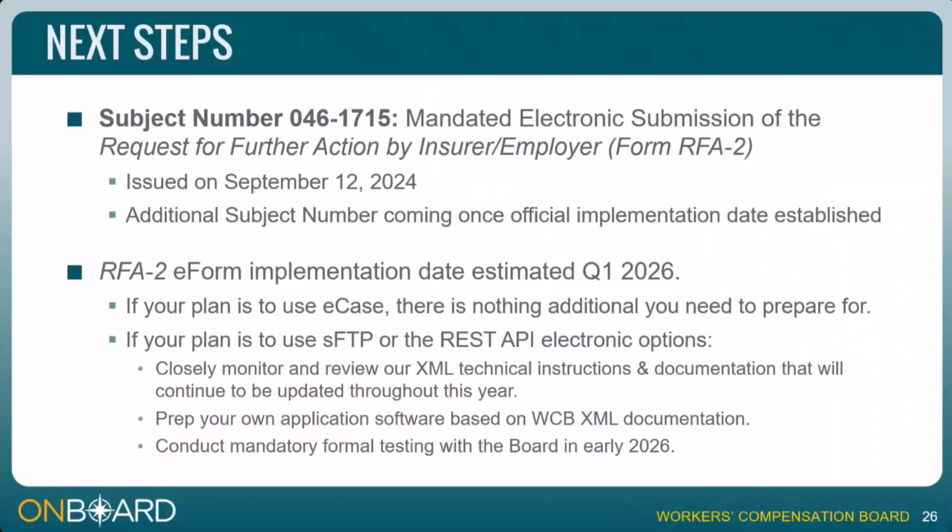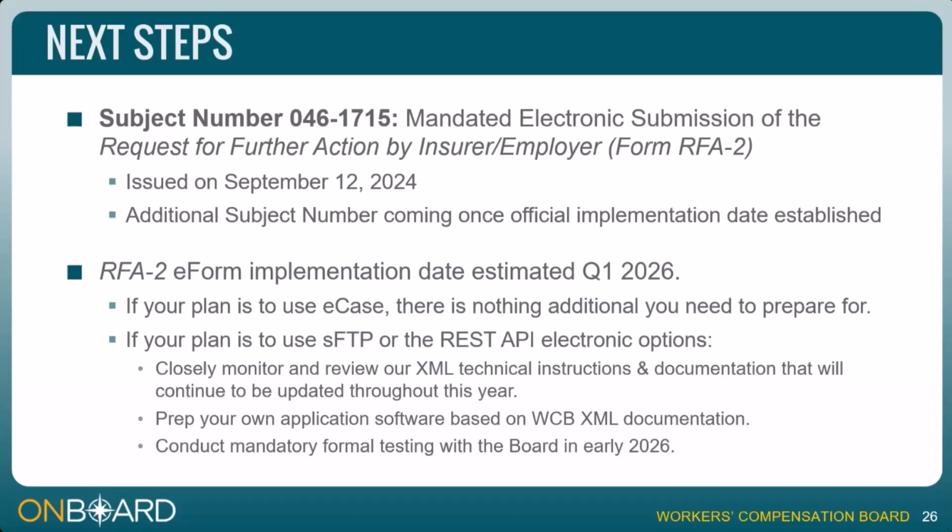Okay, so what's next? As previously mentioned, subject number 046-1715 was issued on September 12th, 2024, announcing the upcoming electronic submission mandate for the RFA-2. Another subject number will be released once the official implementation date is established, and we will provide this subject number at least 4 weeks before implementation. The electronic submission mandate for the RFA-2 is estimated to go live in Q1 of next year.